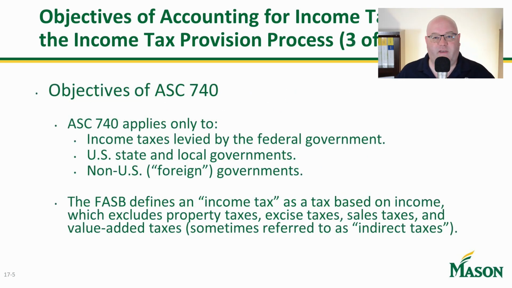So the objective of ASC 740. ASC 740 basically applies only to income taxes levied by federal governments, state and local governments, and then, of course, foreign governments. Now, the big thing about this is that it's all about what to report on the financial statement, not in the tax return. Obviously it's income tax, so the IRS has an effect on it, but the IRS doesn't get this. This is not the IRS's thing.